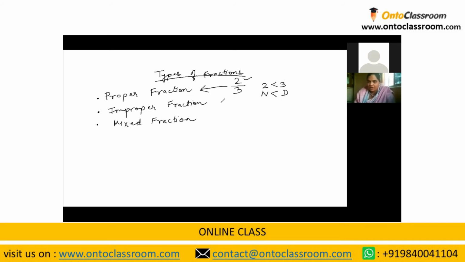Now let us consider this fraction only. It was 2 by 3. Now let us take 3 over 2. So 3 over 2 is an improper fraction. Why? Because here the numerator, that is 3, is greater than the denominator. Since 3 is greater than 2, that means the numerator is greater than the denominator. So this will be an improper fraction.